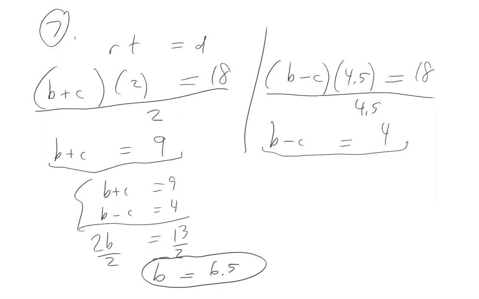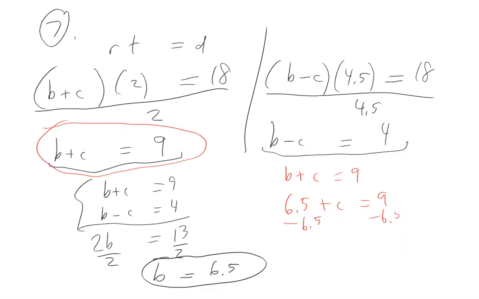Then you can plug that into this equation to find the speed of the current, because we know the boat plus the current equals 9. So 6.5, the boat, plus the current equals 9. Subtract 6.5 from both sides. Then you're left with the current equals 2.5. So the speed of the current is 2.5.